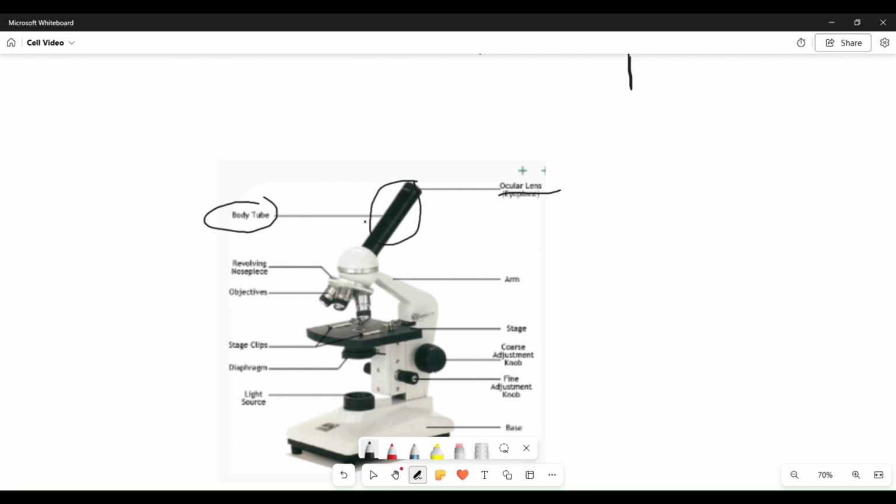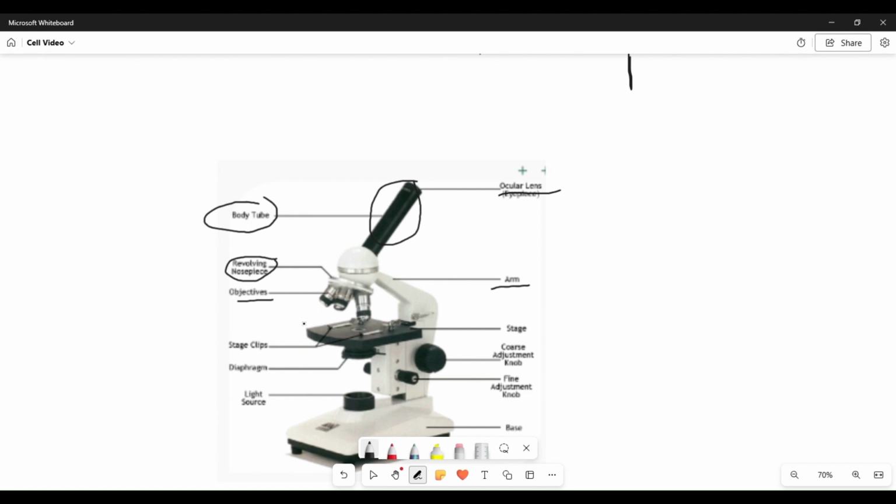The revolving nosepiece is what allows you to switch between objectives stably. So you can switch from 10x to 4x to 40x, and so on. The arm holds the objective and the ocular in place. The objectives are the magnifying lenses themselves, and you can switch between stronger and weaker objectives depending on what you're looking at and what kind of image you need to see.